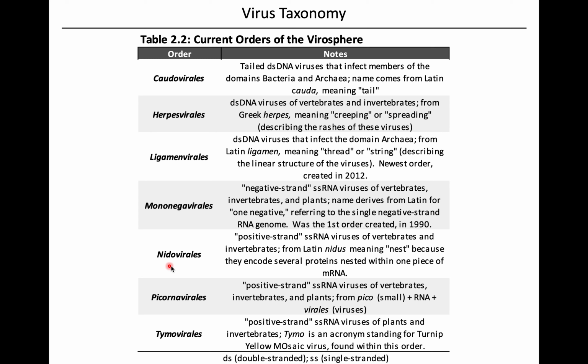I'll mention Nidovirales here is the order that COVID-19 falls into, the coronaviruses. So they mention this is a positive strand. We'll talk about what that means in coming chapters. Single-stranded RNA virus that infects vertebrates and invertebrates. This name Nidus actually translates as nest, and that's because we have nested genes within the genome. So you can have one piece of messenger RNA that's actually getting translated to encode several proteins. Just to give you one example here.